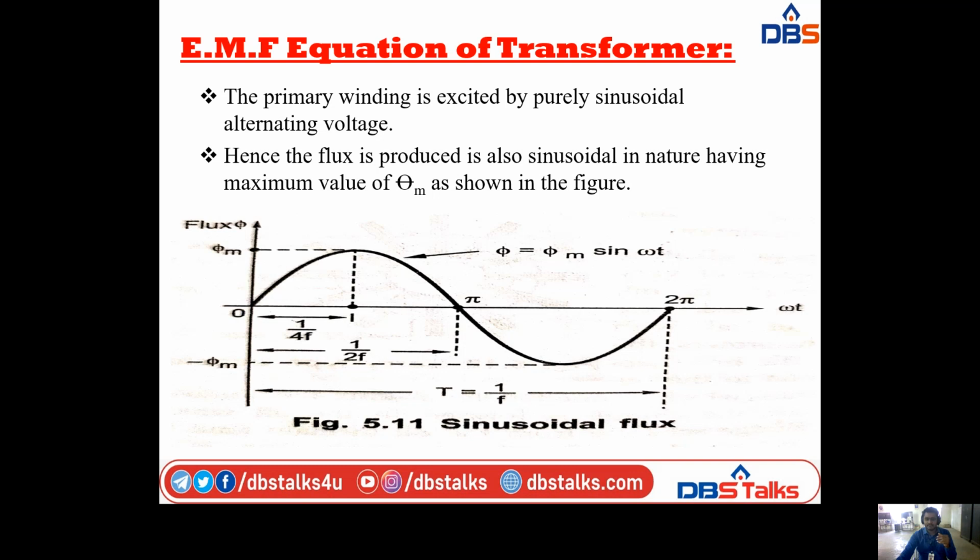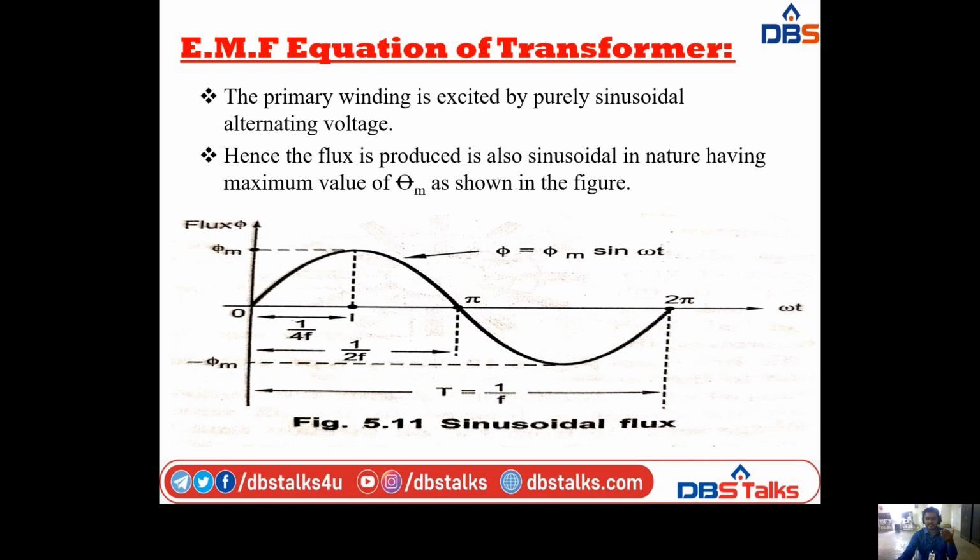So this is the waveform I am taking to derive the EMF equation of a transformer. Here the primary winding is excited by a purely sinusoidal alternating voltage. This is the waveform, a sine wave from 0 to 2 pi. Here we have two half cycles: from 0 to pi the positive half cycle, and from pi to 2 pi the negative half cycle, and we have different time periods.